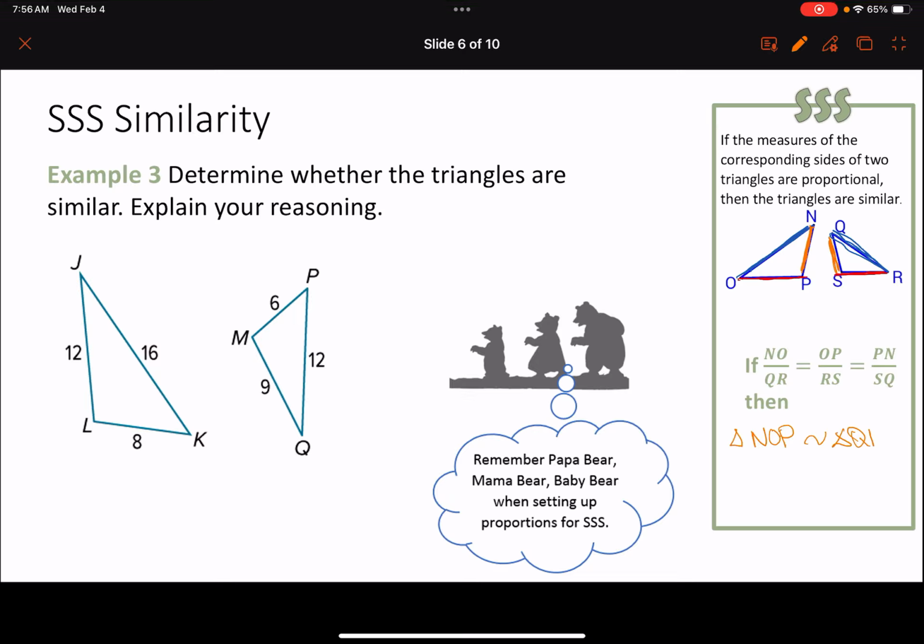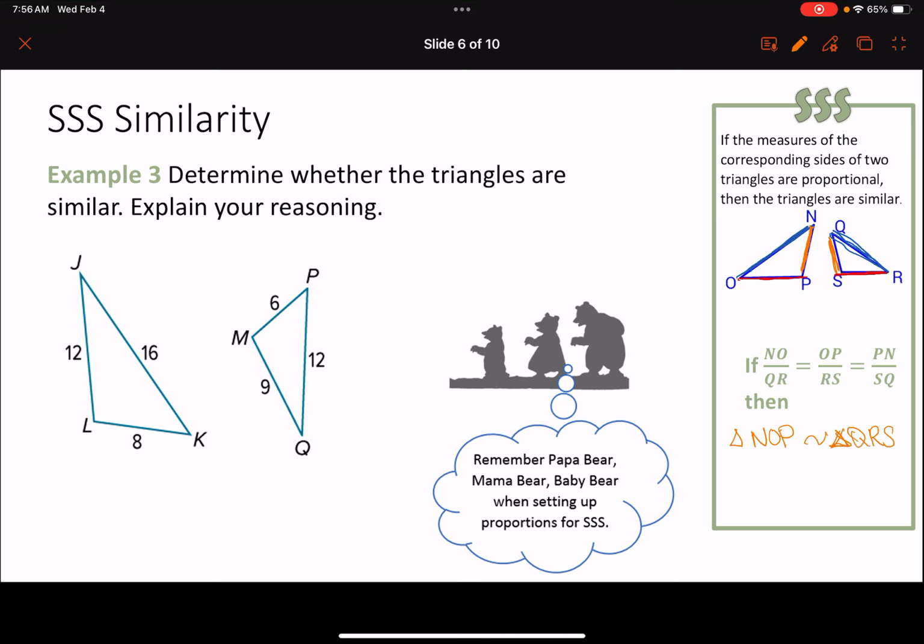So really watch to make sure that you're paying attention to reflections or rotations, and don't just assume that they're a translation and then made smaller or shrunk or larger, enlarged. All right, example 3 then says, let's use the side-side-side similarity to make sure that these triangles are similar, and if they are, give a similarity statement.